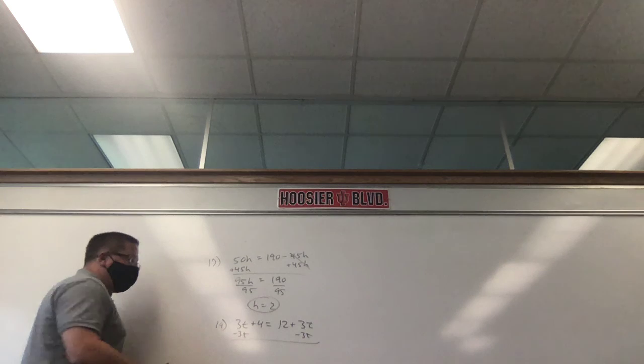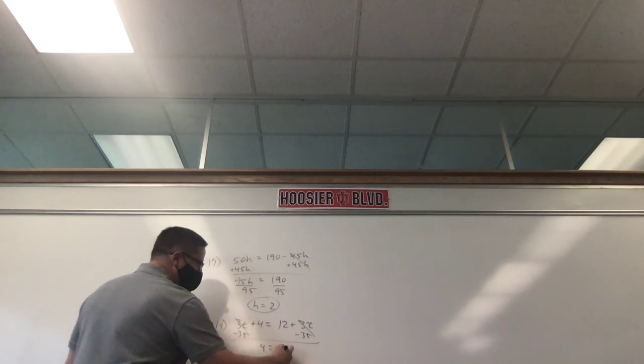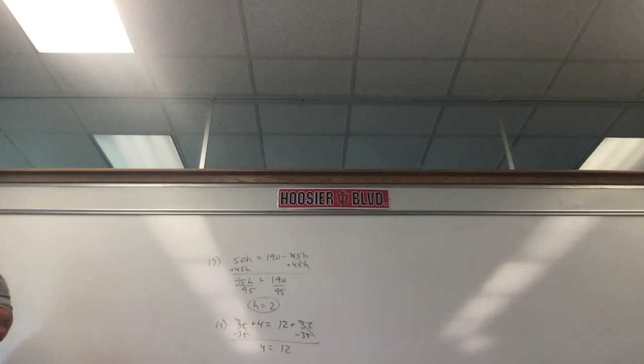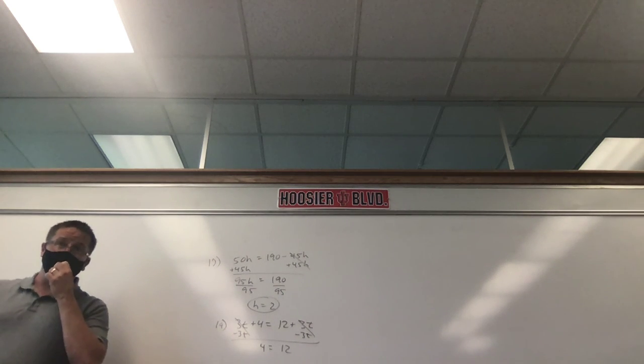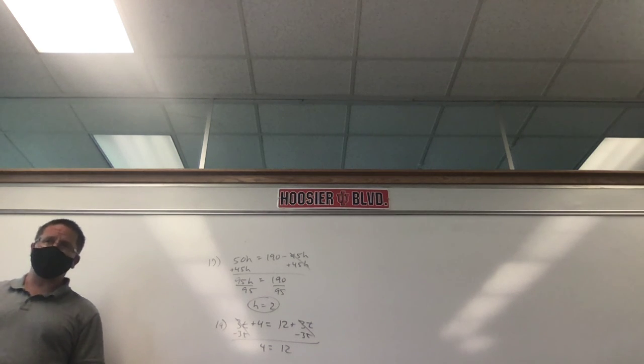Okay? So if we do that, these cancel, so we're left with 4. But these also cancel. We didn't get t by itself. T's gone. And what does that say there? 4 equals 12. You got a problem with that? Yeah, because 4 doesn't equal 12. So where did we mess up? We didn't mess up.